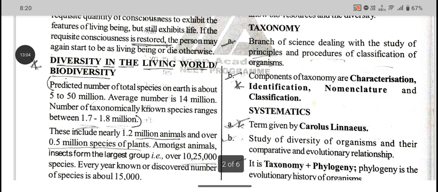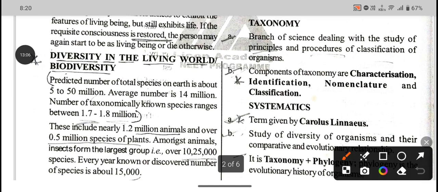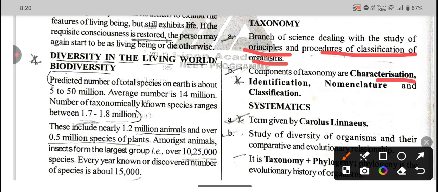Let's see what taxonomy is. Taxonomy is a branch of science dealing with the study of principles and procedures for the classification of organisms. The components of taxonomy are characterization, in which we need to understand the characters of an organism. After characterization, we need to identify which kind of organism it is, and after identification we need to name the organism under nomenclature, and we need to classify them finally. So these are the four components of taxonomy.